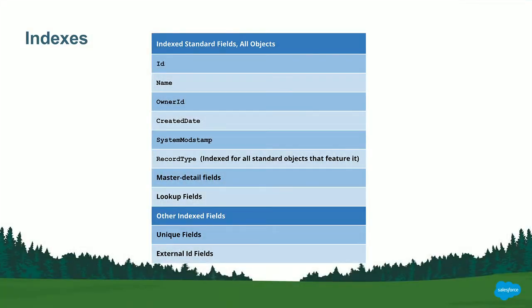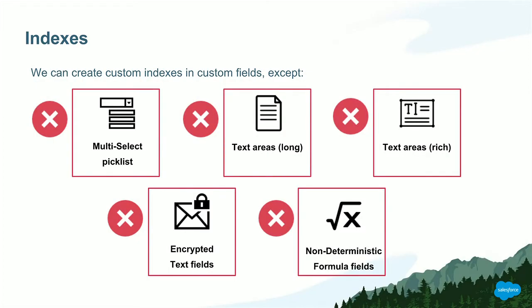And those are the indexes that SafeForce creates automatically for us. So ID, name, owner ID, created date, and system modstamp are standard fields, and therefore standard indexes. And master-detail, lookups, and so on, etc., will be indexed independently, whether they are standard fields or custom fields. And what would happen with the rest of the fields? Okay, keep calm, don't panic, because we can ask SafeForce support to create an index for any field except those ones.